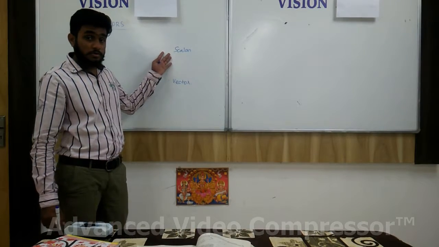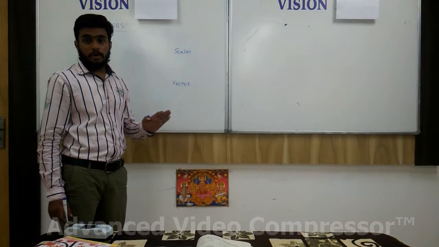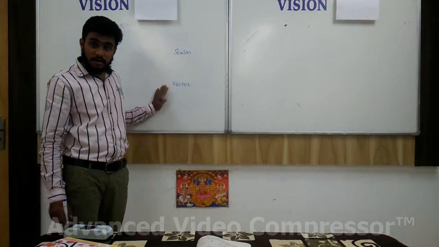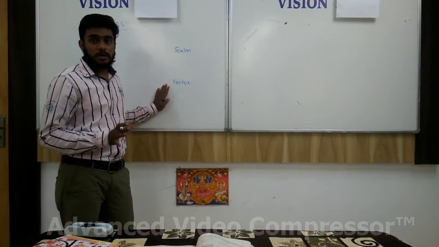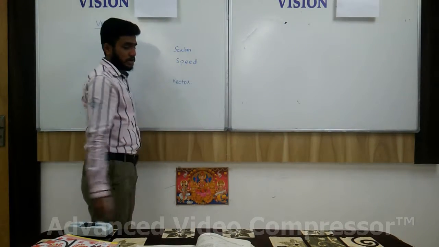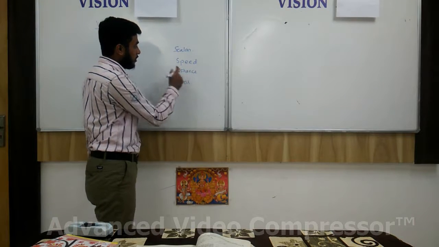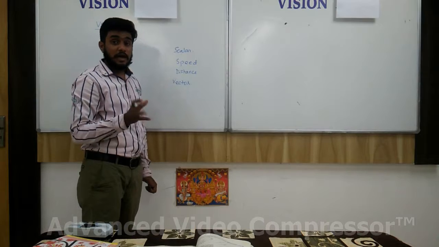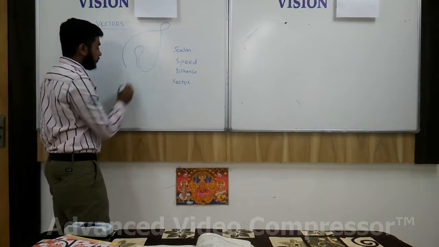Scalar quantities are those quantities in which the magnitude alone is important. There is no need to specify the direction here. Whereas in a vector quantity, the magnitude as well as the direction are both important. For example, if you take speed, or the most basic one, distance, in both of these we need not express the direction. If an object is going from here to here and coming back here and going here.